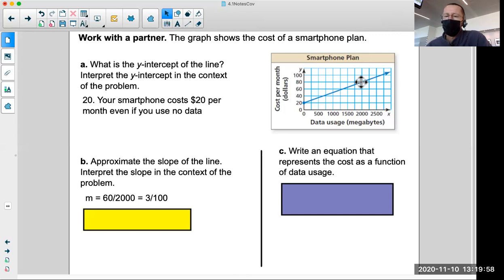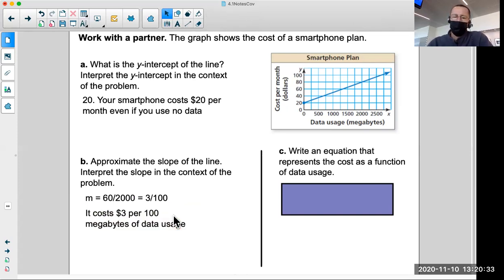If you think about it, we rise from 20 up to 80, so that's 60. And what's our run from this point over to that point? It would be from 0 to 2000. So our slope would be a rise of 60 over a run of 2000, which we then reduce. We cancel a set of zeros and have 6 over 200, then divide those by 2 and we get 3 over 100. So what does that mean in terms of the word problem? Hopefully you're saying that for every 100 megabytes, it costs $3.